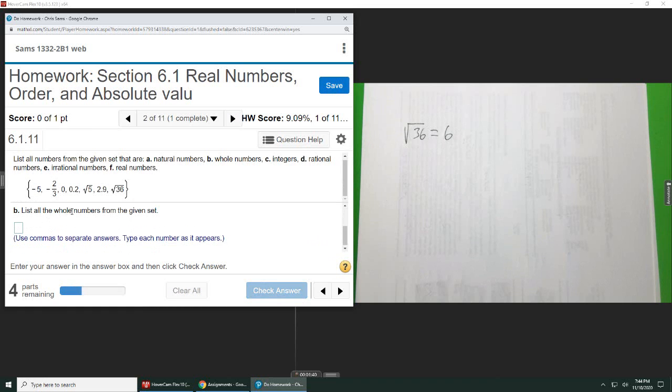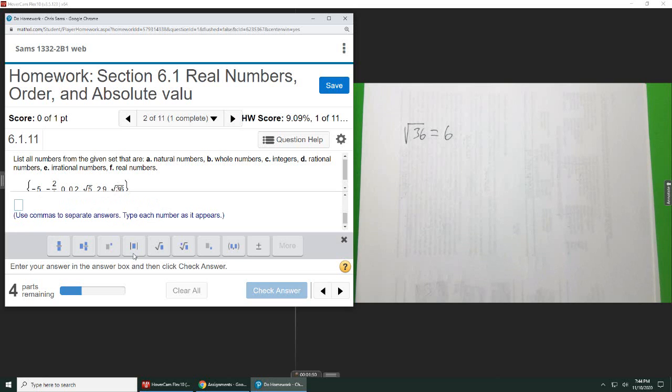All right, now we're going to list the whole numbers. Whole numbers are only positive, okay? Positive whole numbers. So again, the only one that would fit that criteria is the square root of 36. Only whole positive number.